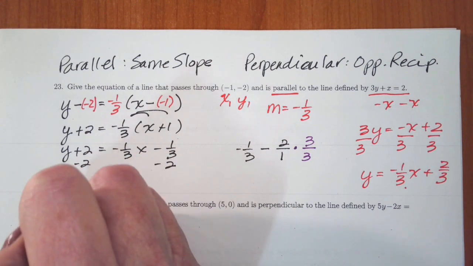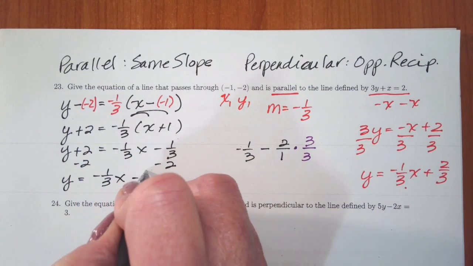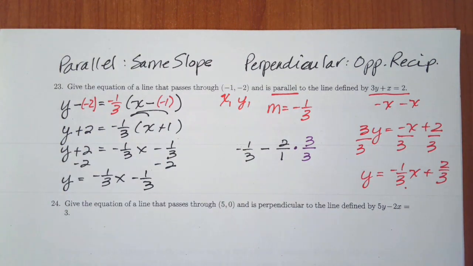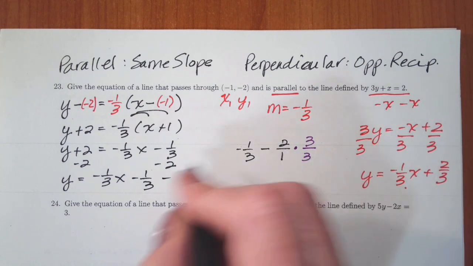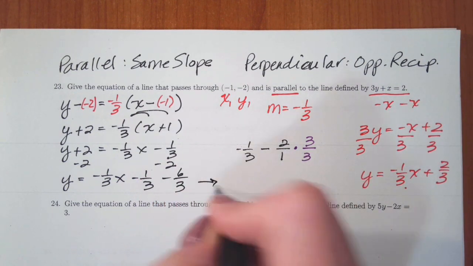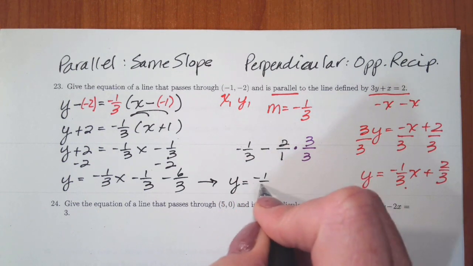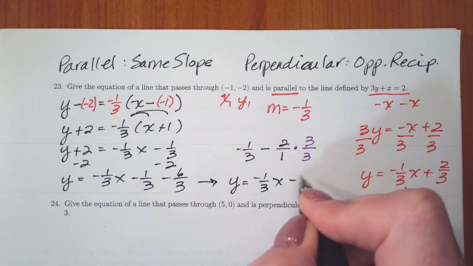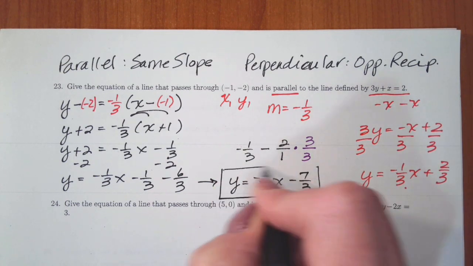So this becomes y is equal to negative 1/3 x minus 1/3 minus 6/3, which becomes y equals negative 1/3 x minus 7/3. You just add the numerators when the denominators are the same.